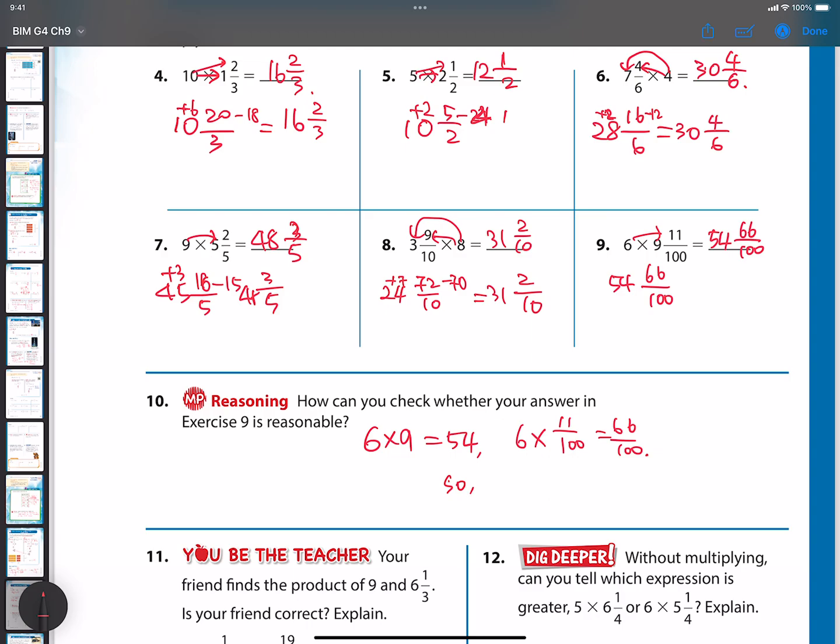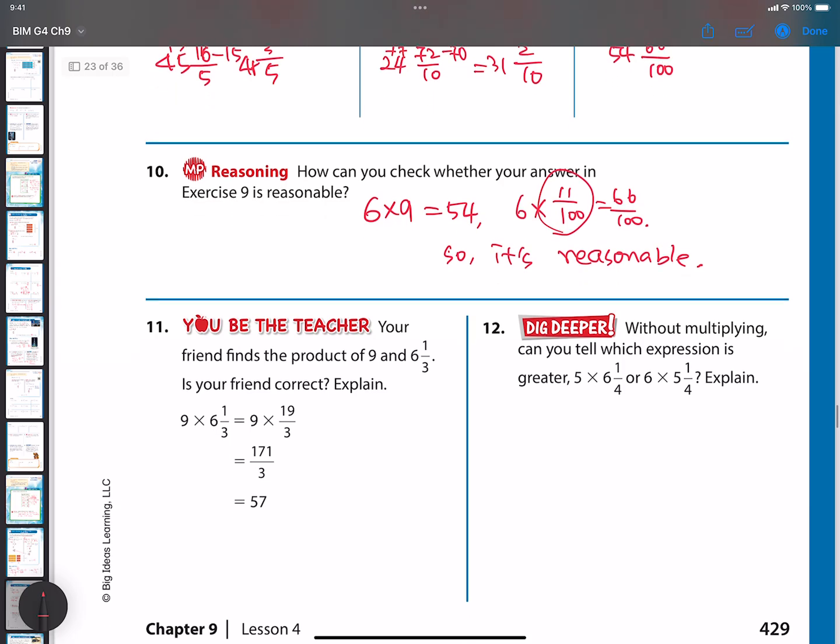So, yeah, it's reasonable. I can't say more than this. Because we assume, 6 times 9 is what? 6 times 9 is 54. What do you need more? This fractional part, 11 over 100, is what? Just about 1 over 10. So it's not a lot. So my answer should be around 54 and something. So it's reasonable. I just estimate.